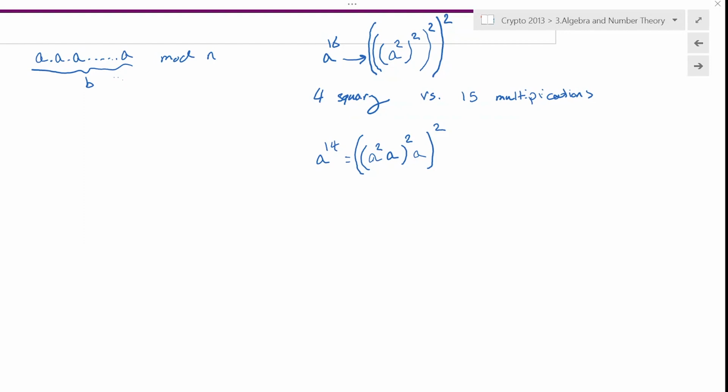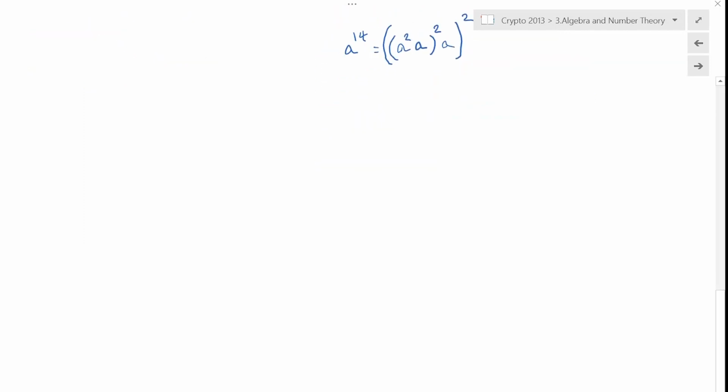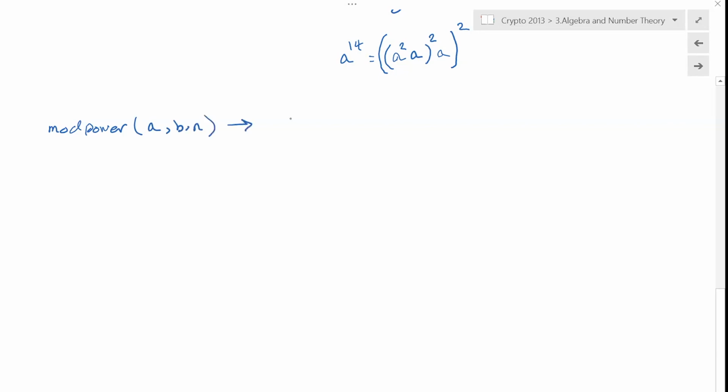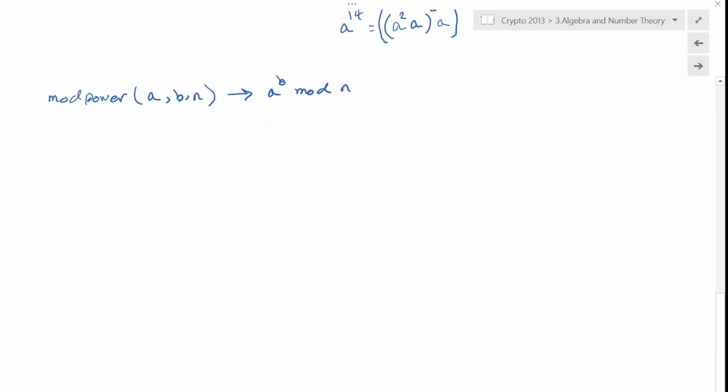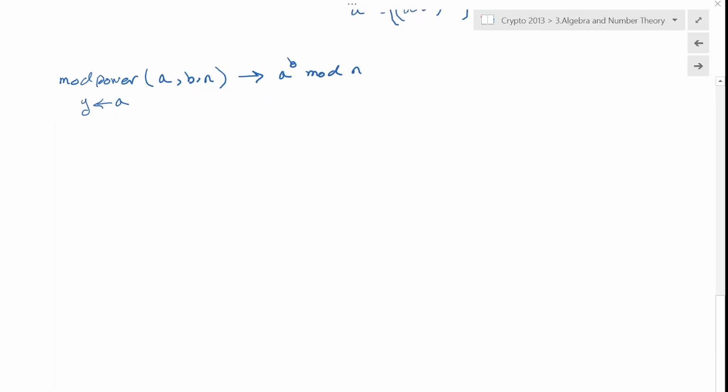modular exponentiation. So here is the way that we would do it in most cryptographic libraries. This is how the algorithm looks. ModPower. The input to this algorithm is some a, b, and n, and the goal is to compute a to the b mod n. Okay. So we start by defining a variable y and letting it be a. Okay, we put a in y, and then we have a for loop.